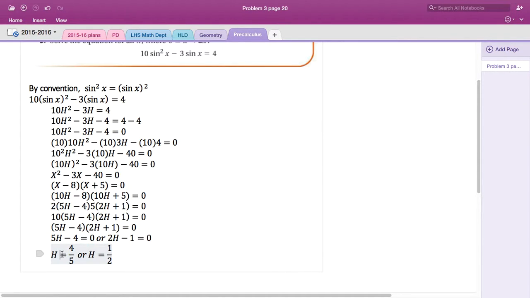Now, at the beginning, we hid sine of x with h. So if you peel off the sticker, that really is sine of x, right? Okay. So sine of x has to be equal to 4/5 or 1/2.